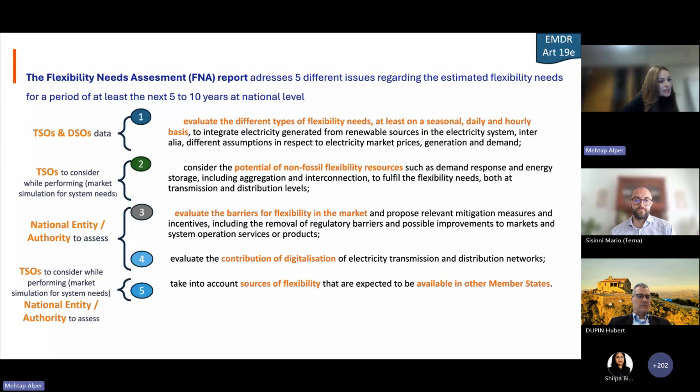improve the efficiency in operation and development of the system and integration of renewables. Methodology streamlines a framework at national level for system operators, and over the next 5 to 10 years. And different actors have different roles on evaluation of different parameters.